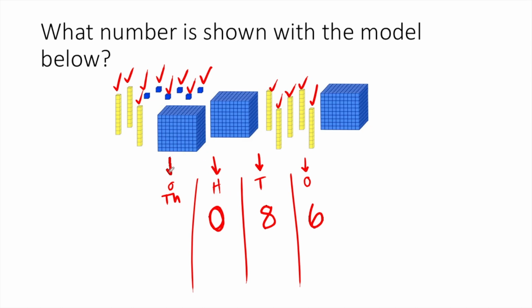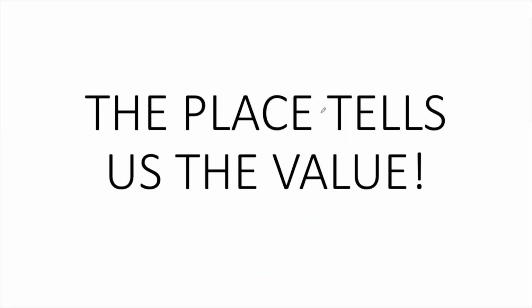Last place is the thousands place. Go ahead and count your thousands and drag the right digit to the thousands place. I counted 1, 2, 3 thousands. So I'm going to put a 3 there. And again, I have this 0 in the empty spot. So now I see my number is 3,086.